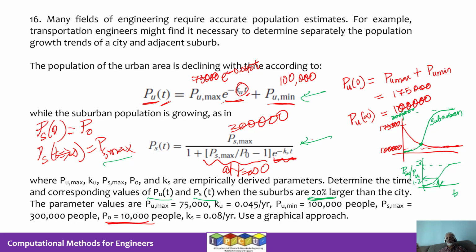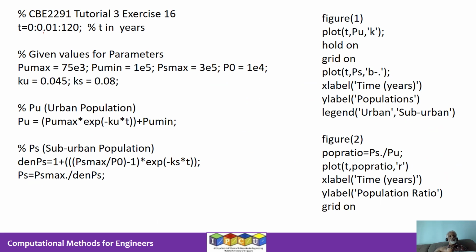So we are going to adopt a graphical approach to this problem. That means we will generate PU of t and PS of t and then calculate the ratio and plot it versus time. And then we will zoom in on that plot to find out the time at which the ratio is 1.2. So let us see how we'll implement it in MATLAB. I'm taking t to start at time 0 and to go till 120 years, because I know from other ideas that I have learned that the population will take about 120 years to reach steady state. That comes from my understanding of system dynamics.